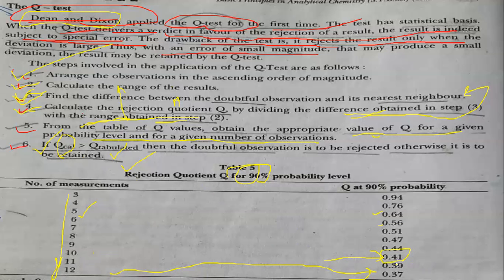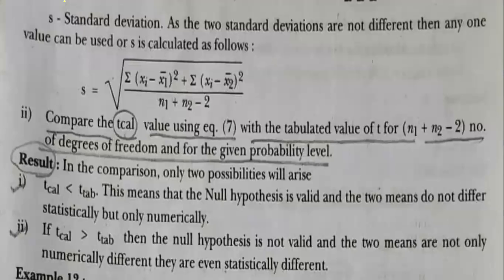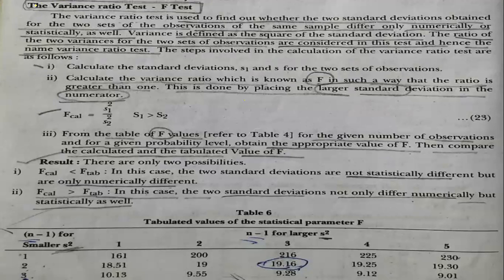Then the doubtful observation has to be rejected. Okay. So after that, the null hypothesis is there. Testing for significance. And after that, the variance test is there.